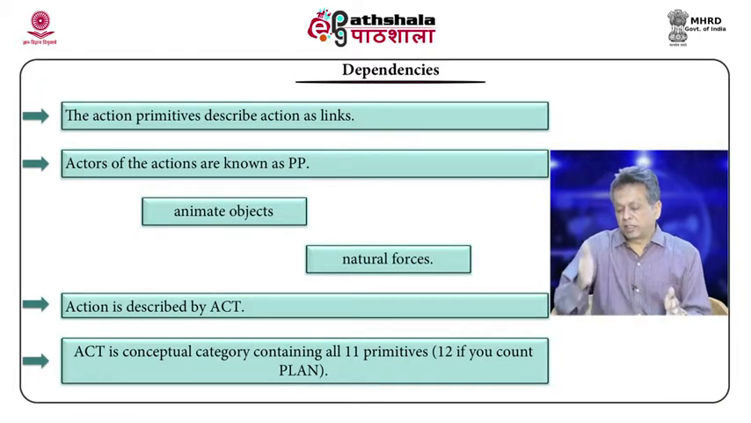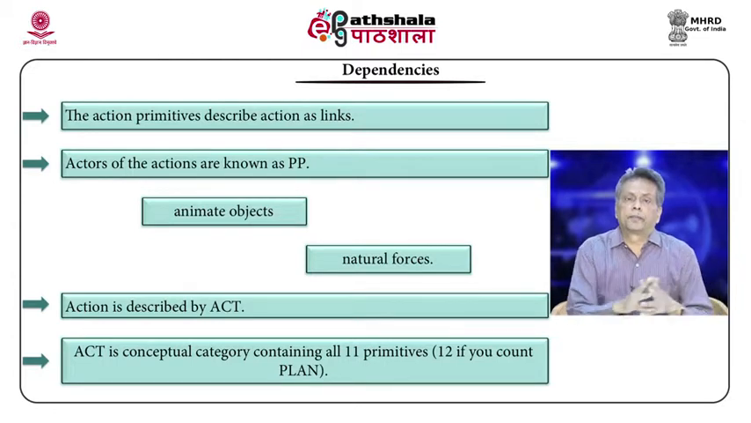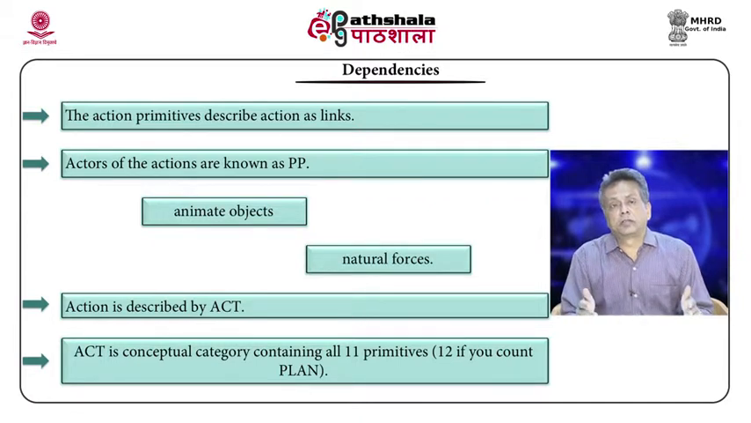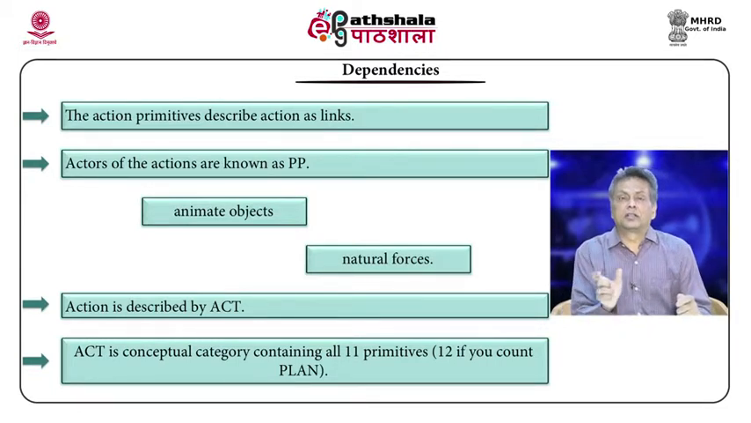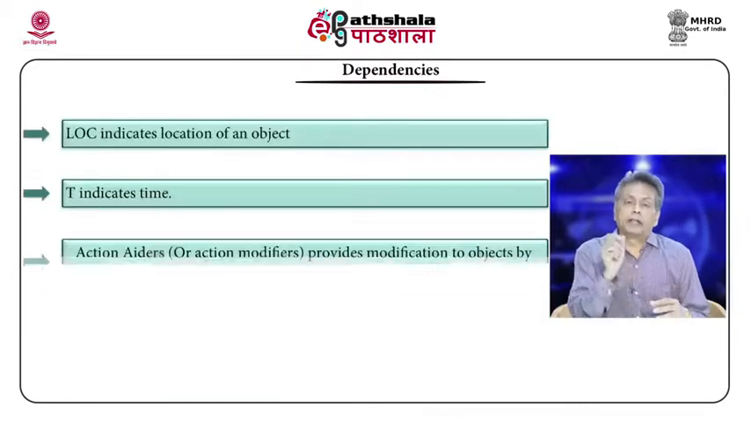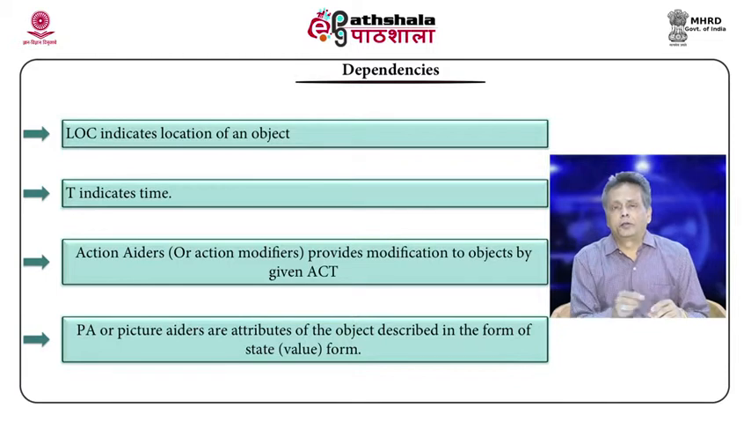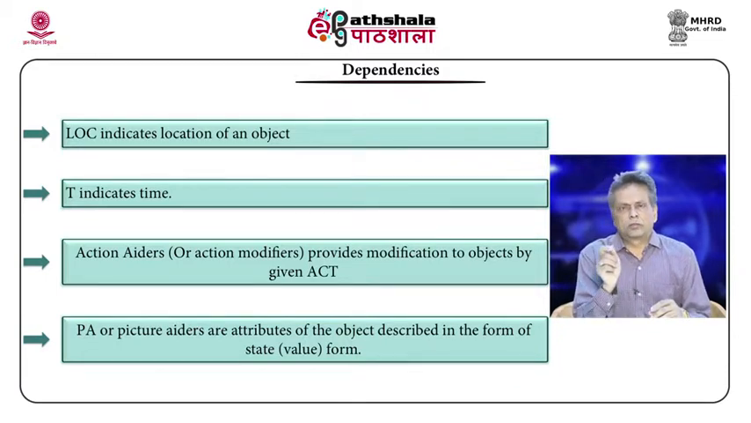After primitives, the next thing is CD. The actors can be of two different types. For example, animate objects like Sachin, and sometimes even natural forces can also be used in CD as the actors. Action is described by this primitive, and many times it is called ACT or action. Dependencies also can be modified using some small indicators. One is called LOC or location, which talks about where this thing happened.